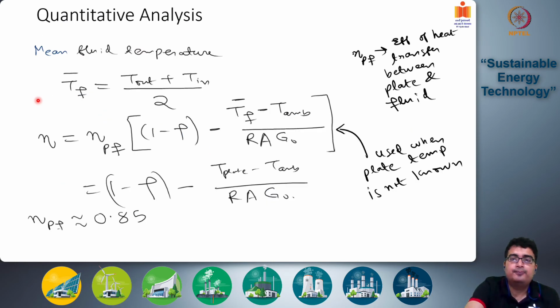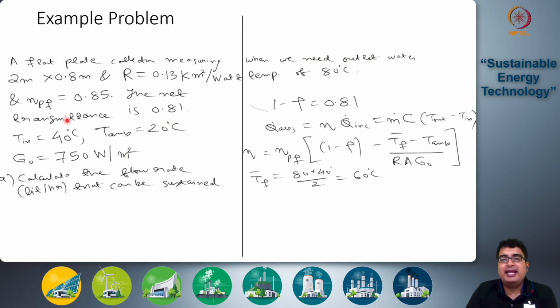So this expression here, eta PF, is given as 0.85. Okay. The net transmittance is 0.81. Transmittance is 1 minus the reflectance. The inlet temperature of the fluid is 40 degrees. The ambient temperature is 20 degrees, and the solar flux G0 is 750 watt per meter square. We have to find the flow rate in liters per hour that can be sustained when we need an outlet water temperature of 80 degrees centigrade.